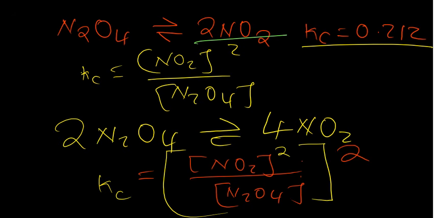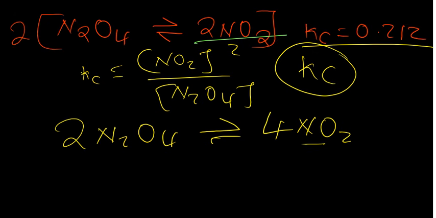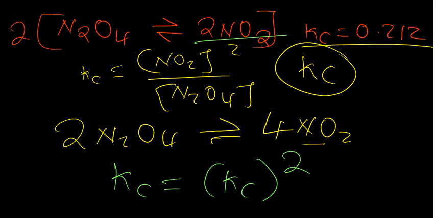What this tells me is, given the Kc value of one equation, if I multiply it by 2, to find the Kc of the next one I just need to raise it to the power that I've multiplied with. So in this case, since we've doubled everything, the Kc value of the second reaction is just going to be the Kc of the first reaction to the power that we've doubled, which is 2. And that is one thing that is very, very important under the Kc calculations that we need to understand.